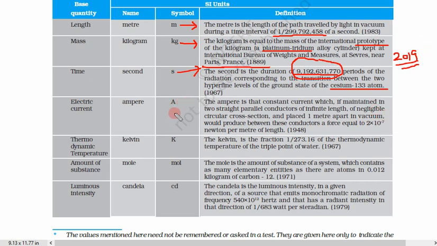Now ampere. What is ampere? The ampere is the constant current which, maintained in two straight parallel conductors of infinite length and negligible cross section placed 1 meter apart in vacuum, would produce between these conductors a force equal to 2 into 10 to power minus 7 Newton per meter of length. So what is the meaning of this?